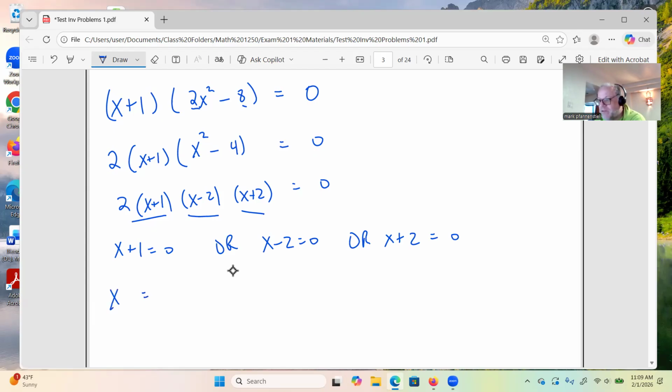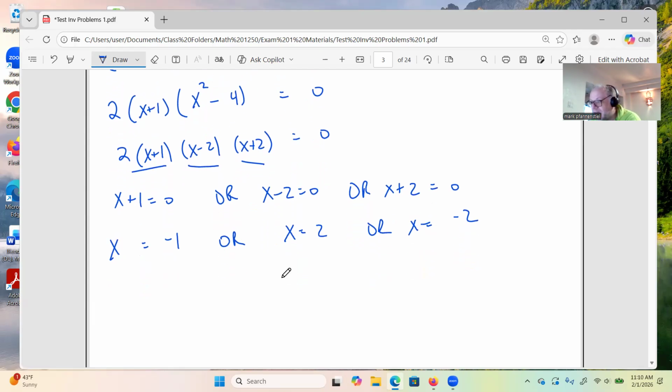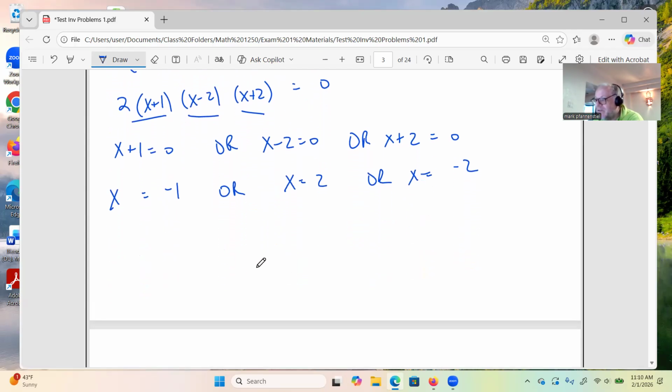So we have x is equal to negative 1, or x is equal to 2, or x is equal to negative 2. Those are my intercepts. Okay, so when I go to start drawing this thing, I've got some zeros to pay attention to. We can start drawing a little bit of an axis here. So we have my x, I have my y. Again, I'm just making a little note for my end behavior.